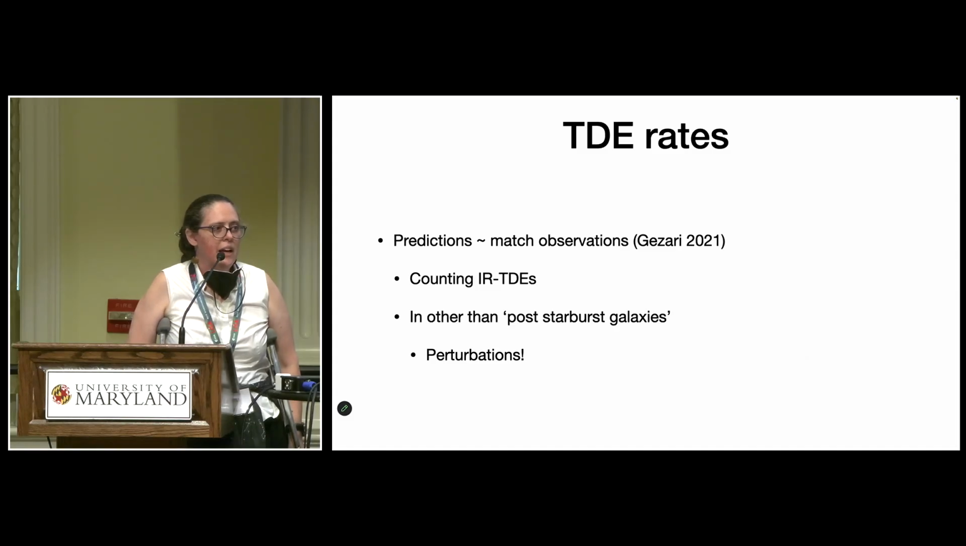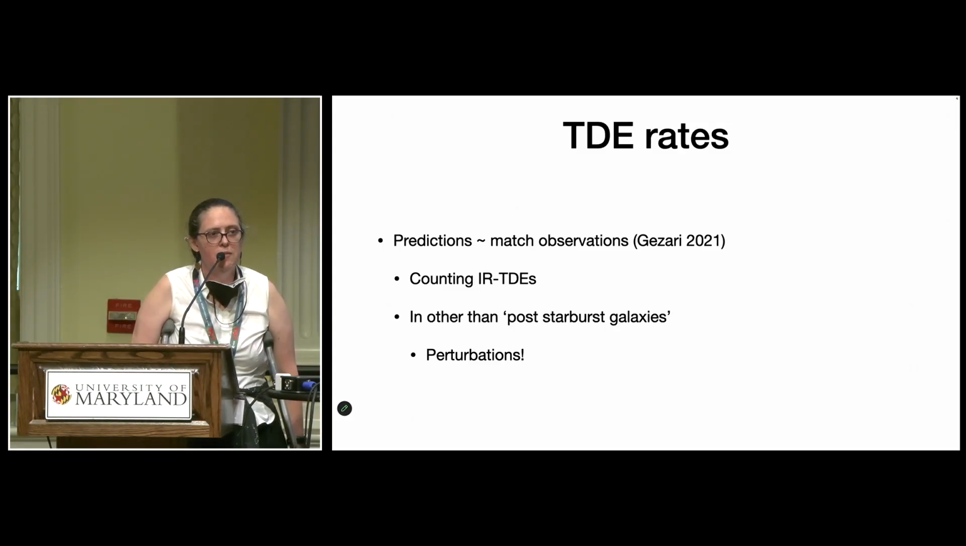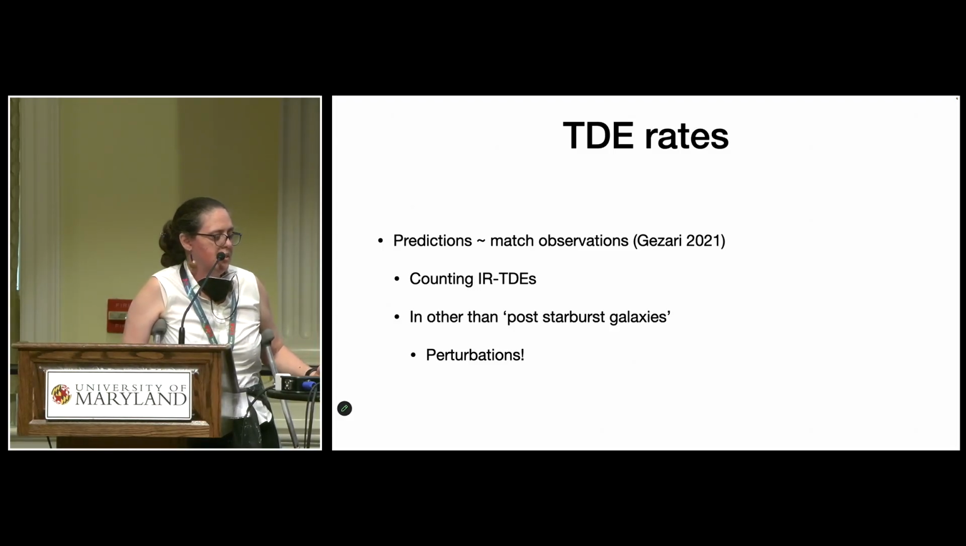Okay, so how far should we trust our relaxation theory? Tidal disruption events are conveniently electromagnetically observable. And so you might have heard that there are TDE rate calculations. The predictions more or less match the observations, as long as you count infrared TDEs and as long as you are not counting post-starburst galaxies. So the post-starburst galaxies are certainly perturbed. And so now we come to the question, so post-starburst galaxies have a much higher rate of tidal disruption events than normal galaxies. And so we know that perturbations can drive up these dynamically triggered events.